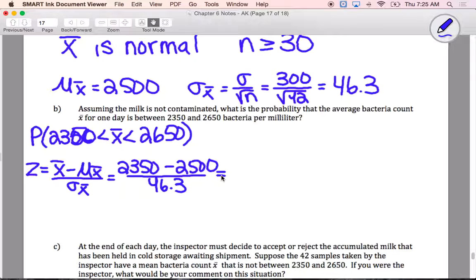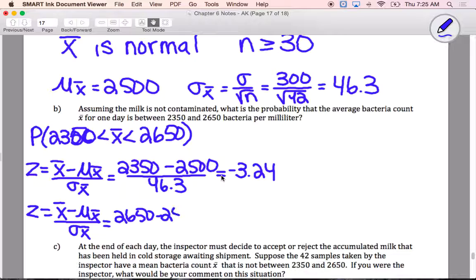So we subtract those two together, and then we're going to divide by 46.3. So I've got a negative 3.24. Same thing down here, subtract and divide. I have a positive 3.24.